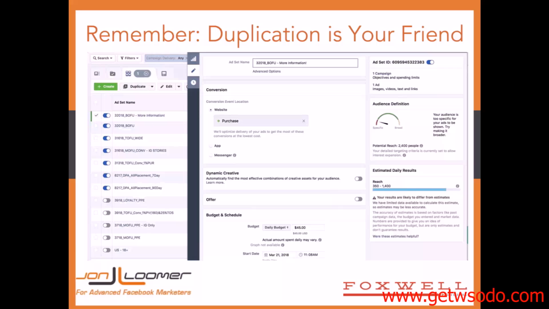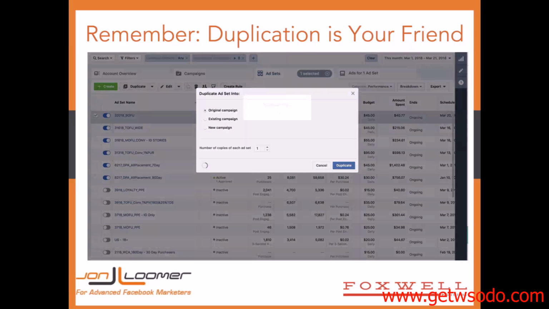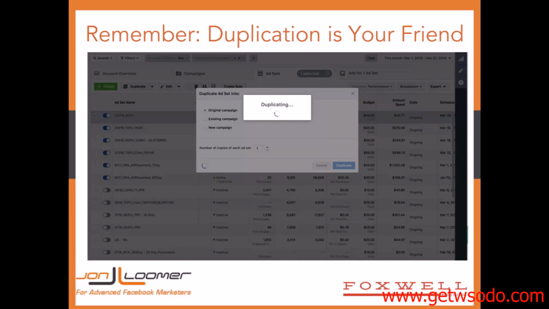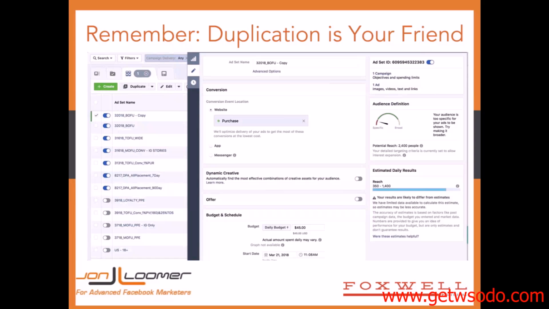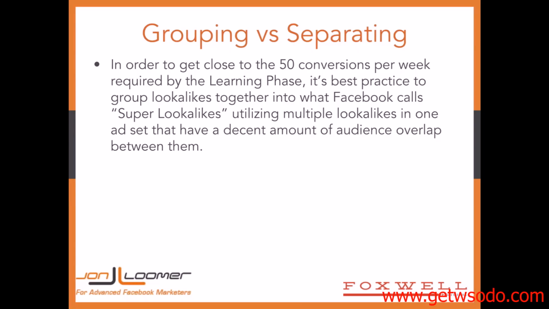So remember, as you build these things out, duplication is your friend, right? You can go through and hit that duplicate button by selecting the ad set and change the name, and that's going to help you scale too. Just remember that as you go into it. Now, grouping versus separating audiences, right? In order to get close to that 50 conversions per week, it's a best practice to group lookalikes together initially into what Facebook calls super lookalikes.